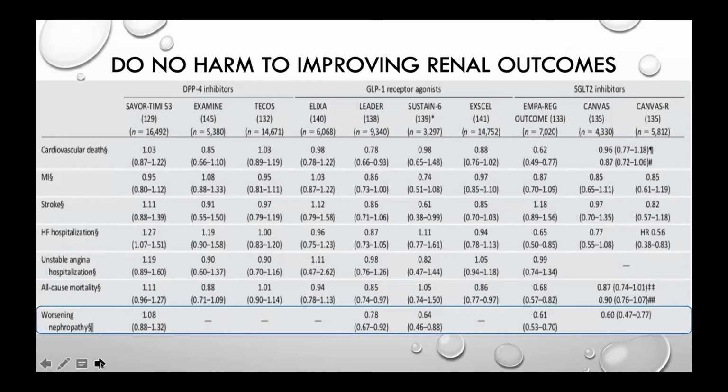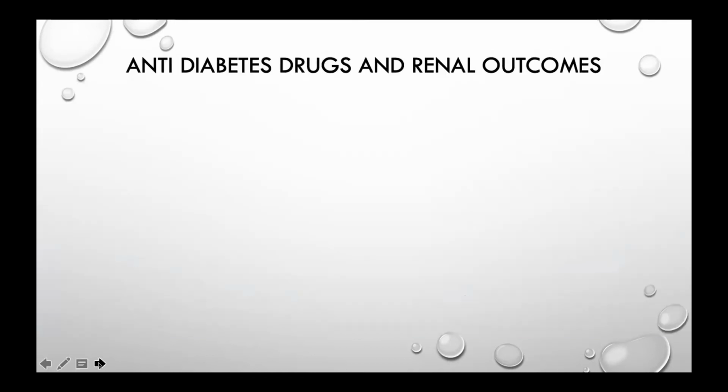You can see within the DPP-4 inhibitors, with all the trials examined, TECOS and SAVOR-TIMI, there is no worsening of nephropathy. With GLP-1 receptor agonists, there is a benefit for worsening nephropathy, and SGLT2 inhibitors, again, a very good drug for the renal outcomes.